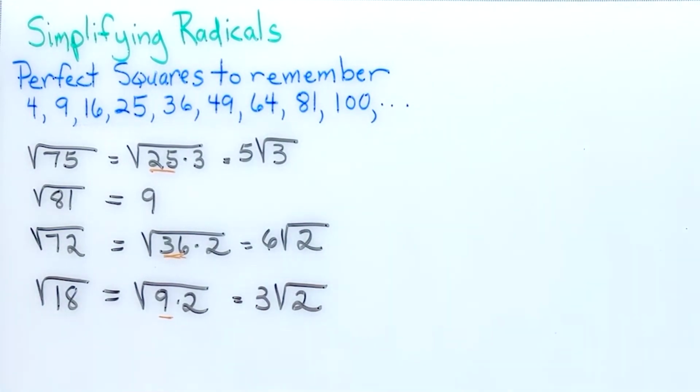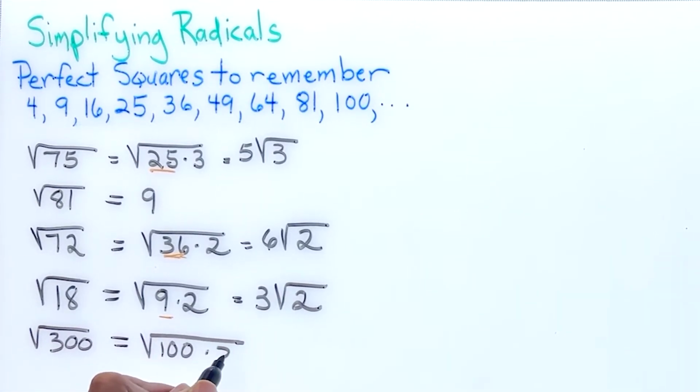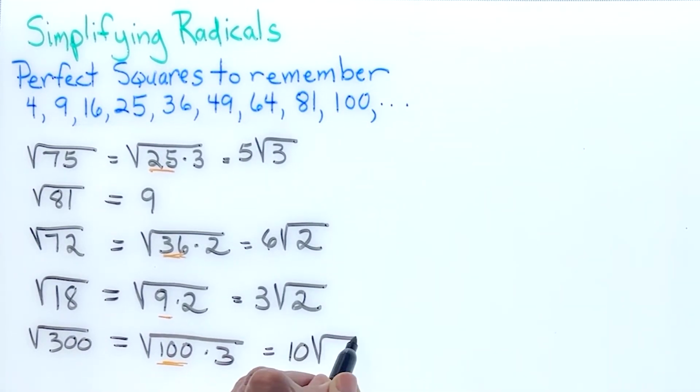The last one that we're going to try today is the square root of 300, a bigger number. Well, I know that 300 can be broken up into two factors, 100 times 3. And again, 100 is a perfect square, so in simplest terms that is going to be 10 square roots of 3.